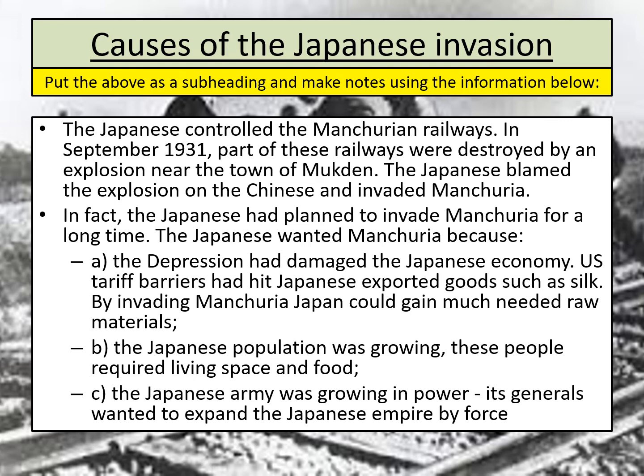The second reason why they wanted to invade Manchuria is because the Japanese population was growing in size. They needed more living space and food, and they thought they should be able to expand into other territory to get that. The third reason is that the Japanese army and its generals were very powerful, and the generals wanted to expand the Japanese empire by force, and they felt that this was a good excuse to do so. So there was an explosion, but it was actually very small, and it's argued that the Japanese themselves might have had a role in it rather than the Chinese, as they claimed. So pause it here for me and make some notes on those causes of the Japanese invasion.